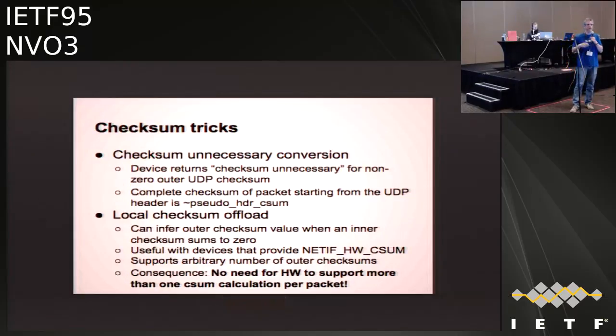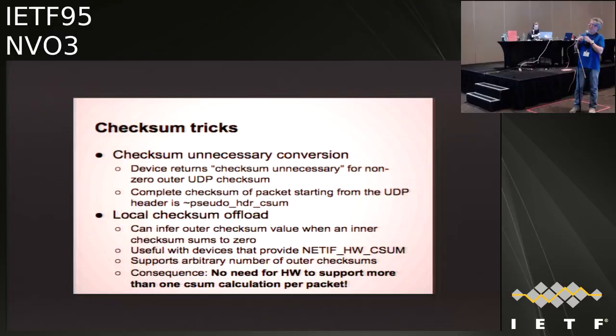So in order to make this reality, we apply various tricks. All except one actually do not involve protocol change, which is kind of nice. Checksum unnecessary conversion kind of sounds like what it is. Basically, if we get a checksum unnecessary indication that an outer UDP header checksum has been validated, we can actually pretty easily convert that into what the checksum calculation is over the UDP payload, and then use that as though it's like a checksum complete that the device gave us. So again, that doesn't require any protocol change.